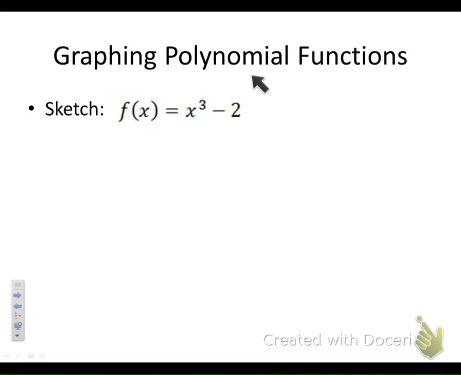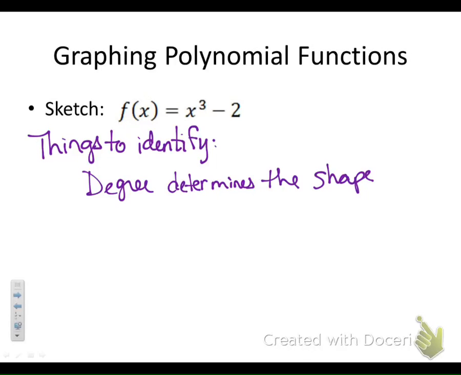We're going to graph these polynomial functions quickly using three things: the degree, the leading coefficient, and the constant term. Let's piece these together. So first off, degree determines the shape. Second thing is leading coefficient.